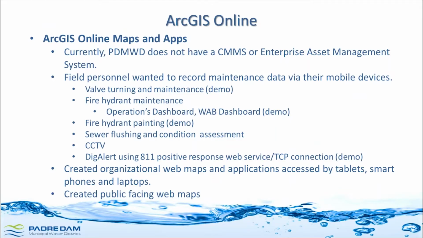What we've really utilized this for is that currently we do not have an enterprise asset management system or CMMS, and our field crews really wanted to start using their mobile devices out in the field to collect their information. Some examples, which we're going to demo later, are the valve turning maintenance, which includes fire hydrant maintenance as well. We're going to show the operations dashboard for that, and the Web App Builder dashboard that the utilities crews can use for valve replacement information.